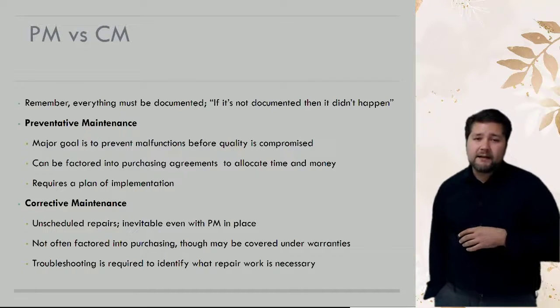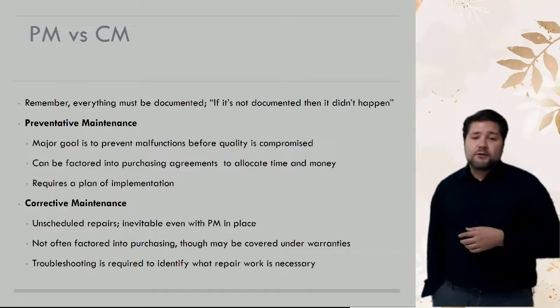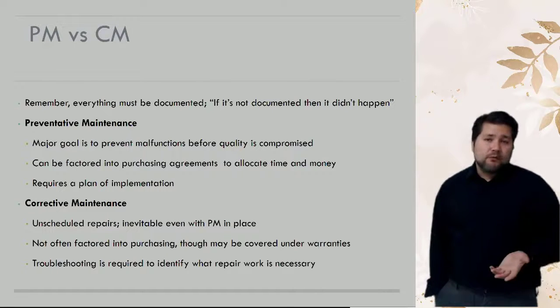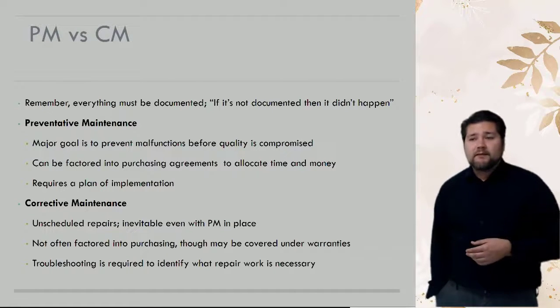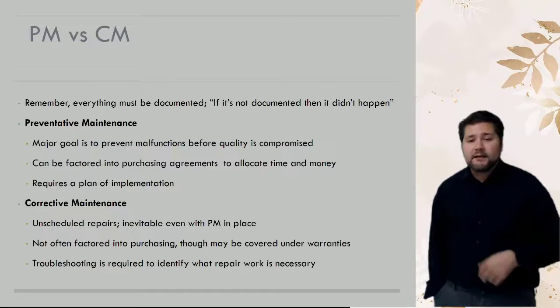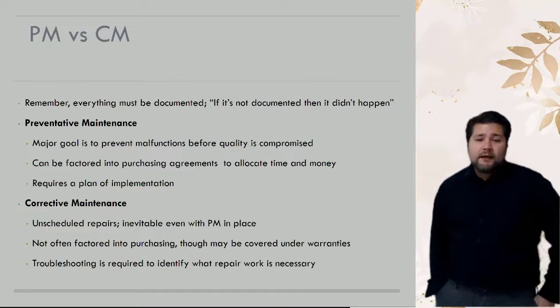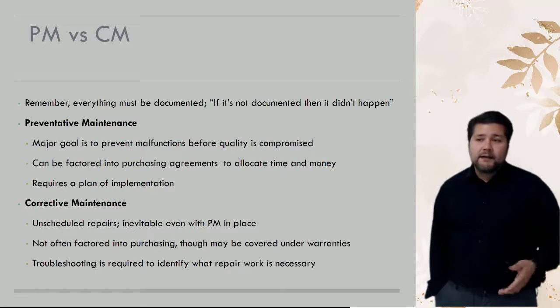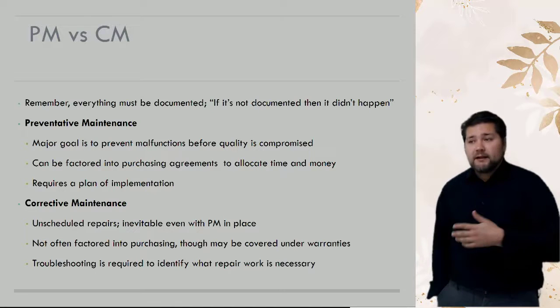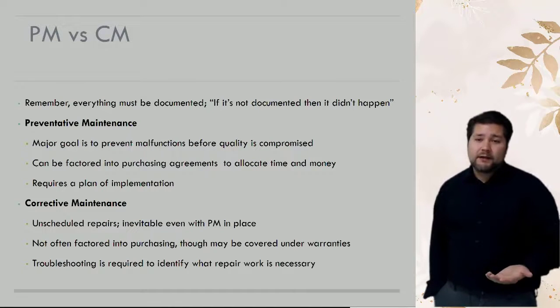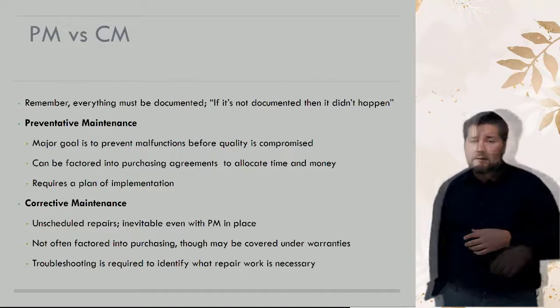Maybe the bulb just was bad. These are not often factored into your purchasing agreements, but you may get a warranty to cover them, so there's stuff that you can think of that could theoretically go wrong that the company can also help you with. And the biggest thing with corrective maintenance is you got to be good at troubleshooting. So you got to identify where the problem is and how to repair it, and at least have a working knowledge so that if someone else has to come in and repair it, you can say, this is what I tried. And that's always helpful for that.